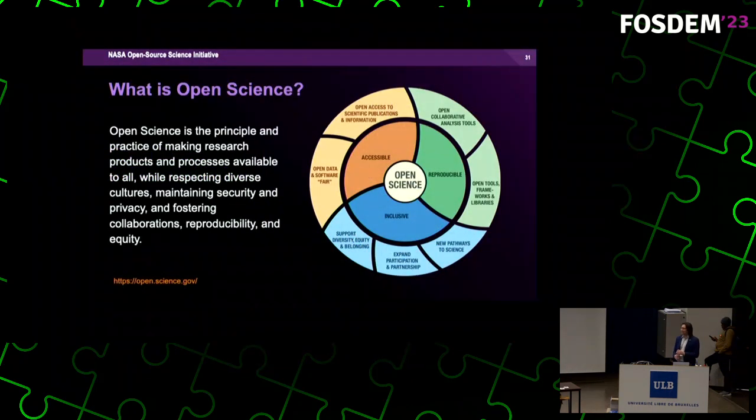And so what is open science? Open science is the principle and practice of making research products and processes available to all while respecting diverse cultures, maintaining security and privacy, and fostering collaborations, reproducibility, and equity. And we really are focused on increasing accessibility, reproducibility, and inclusion when we're working on open science across NASA.